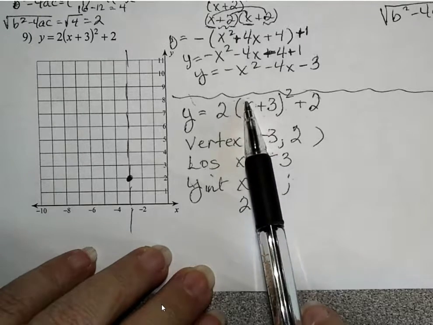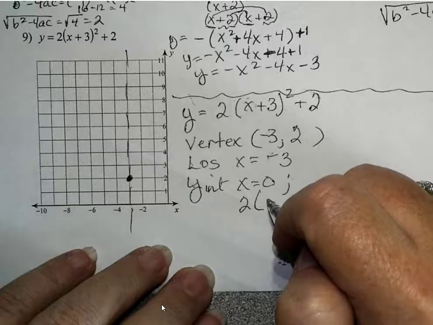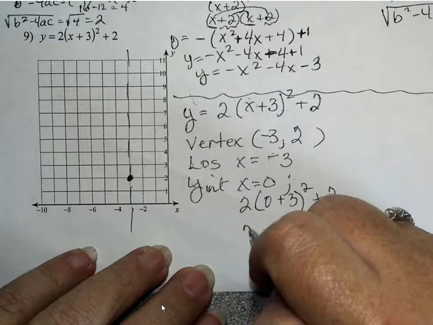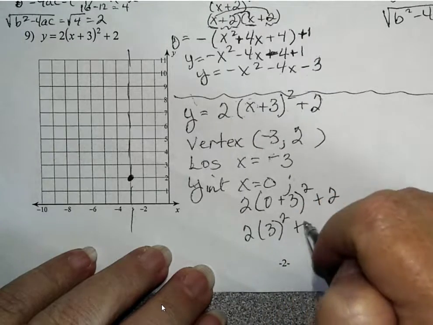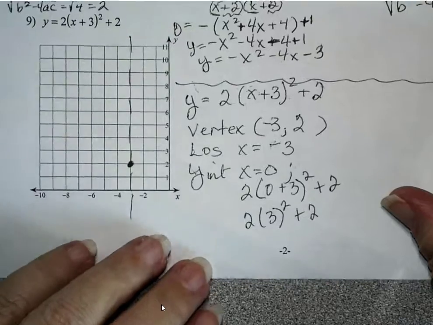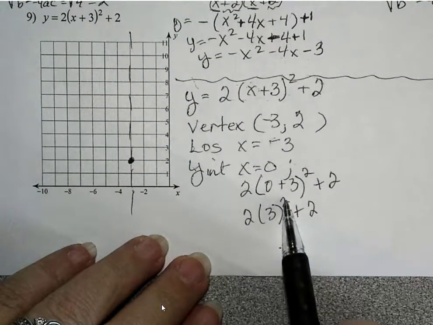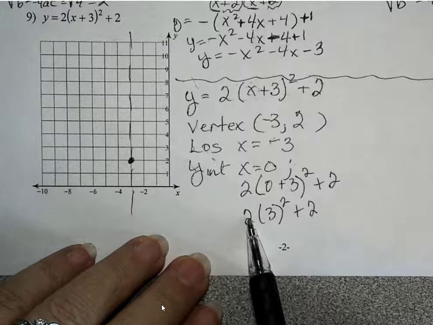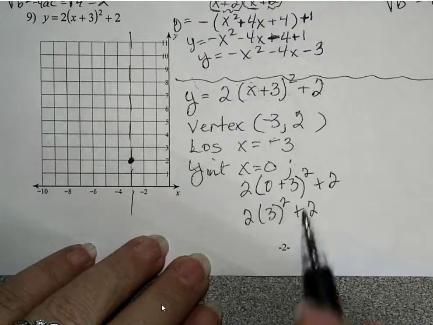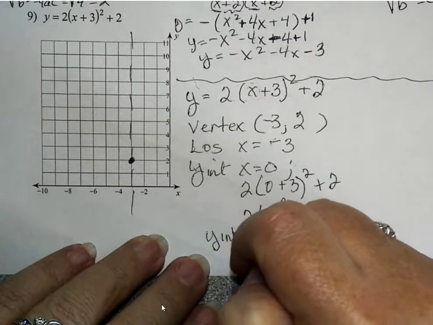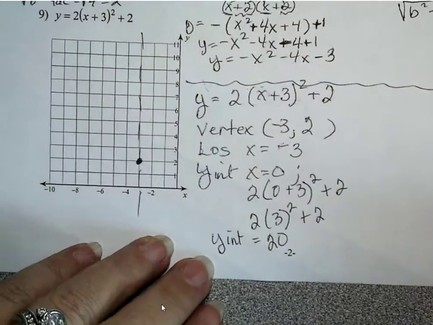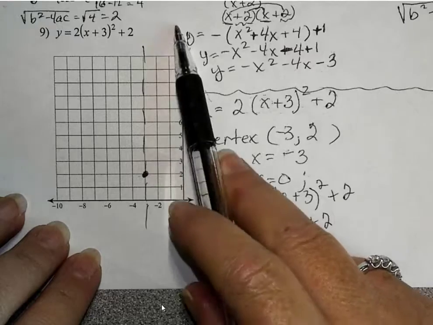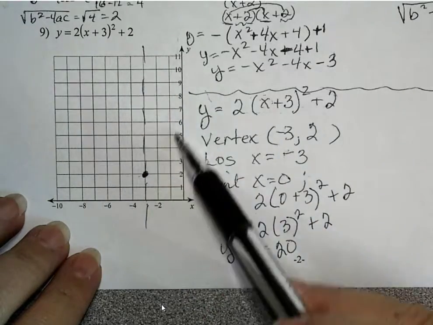So I could substitute the 0 in for this, and I would get 2 times the quantity 0 plus 3, quantity squared, plus 2, which is going to be 2 times 3 squared plus 2. Order of operations says 3 times 3 first, so that's going to be 9. 9 times 2 is 18, 19, 20. So the y-intercept is at 20. Well, if you look at this, 20 is going to be way up here, right? That falls off my graph.